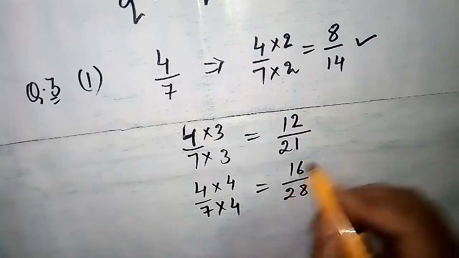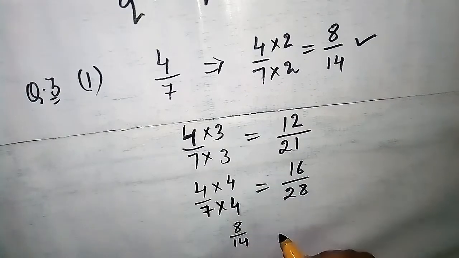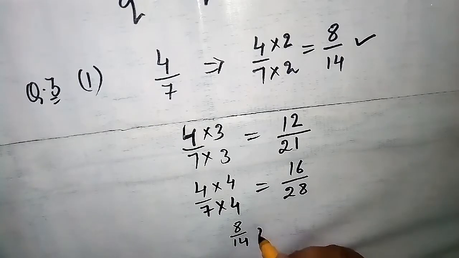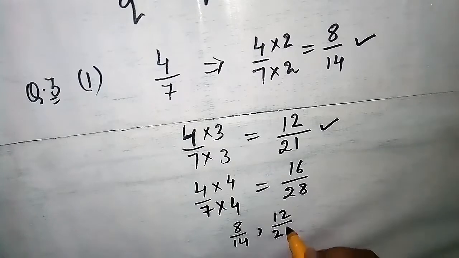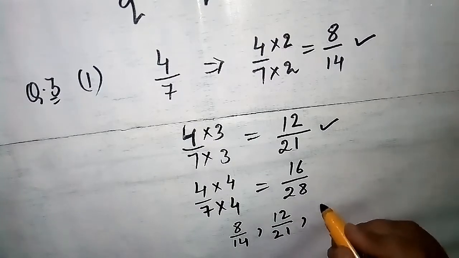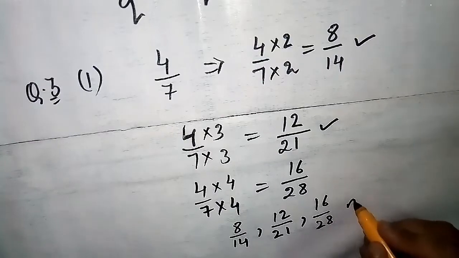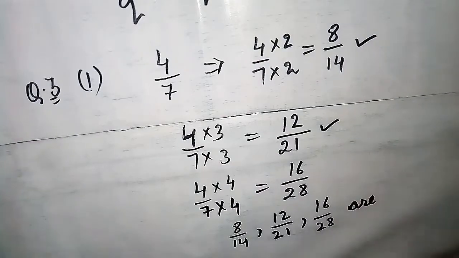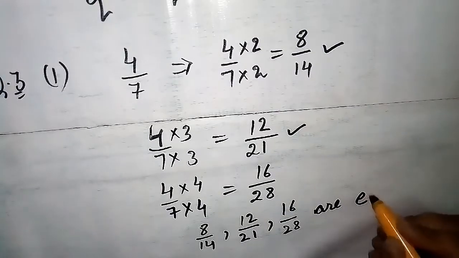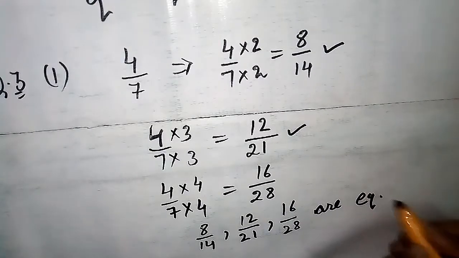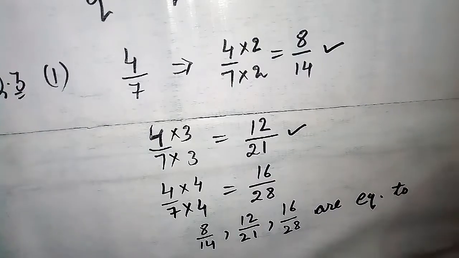First one is 8/14. Second one is 12/21. And third one is 16/28. These are equivalent rational numbers to 4/7.